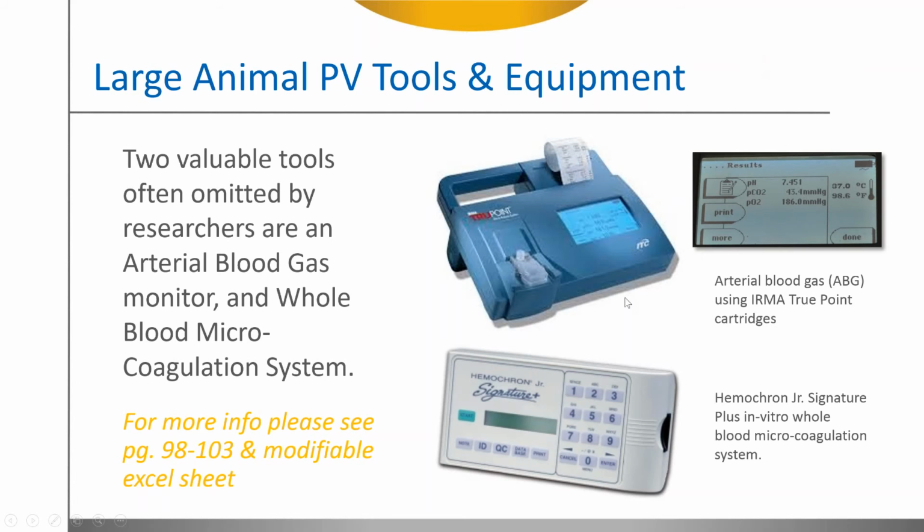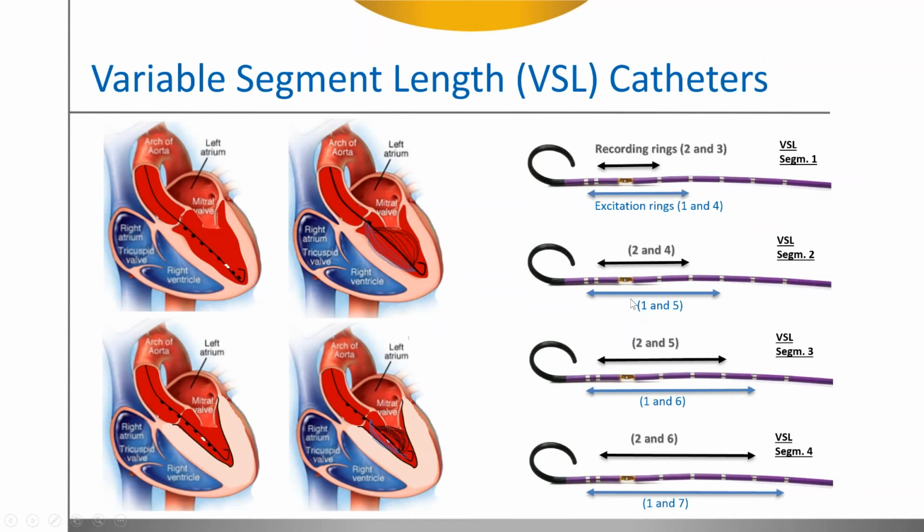On the next two slides, I will discuss briefly the workhorse of the system, which is a PV catheter. On the right side of the slide, there are 4 pictures that describe variable segment length, ring spacing configuration. The VSL segment 1, which is the first picture, has electrical current excitation rings positioned at position 1 and 4, while collecting voltage recording rings are at 2 and 3.